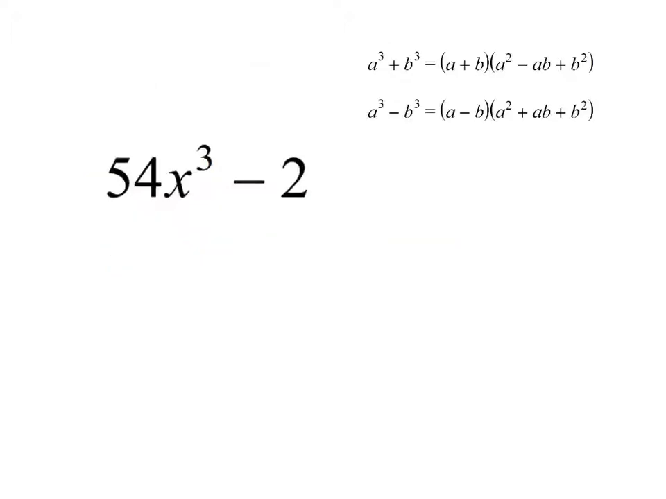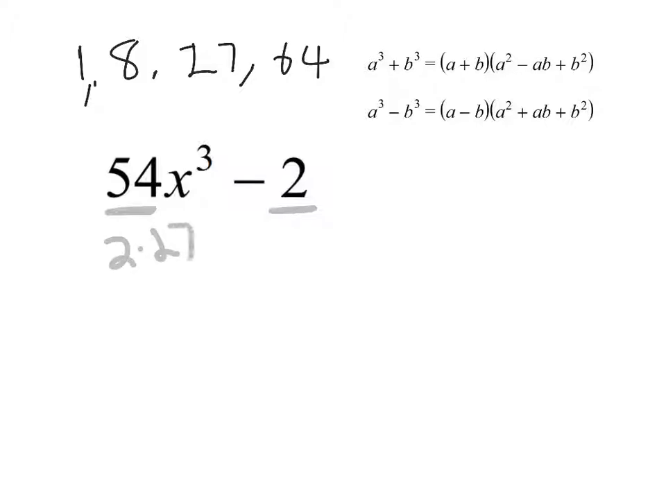Now, 2 more examples. Here is another example. Now remember the cubes listed for you before are 1, 8, 27. These are the perfect cubes. So 54 is not one of them, but we know 27 is one of them. That gives you a clue that we need to break it up, and that's a 2. So this is going to be 27 times 2. So it will be 2 times 27 x cubed, and then minus 2 times 1.